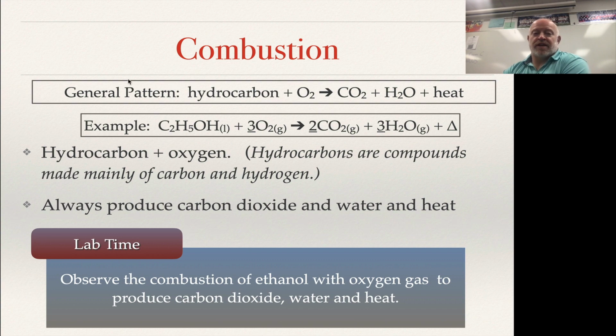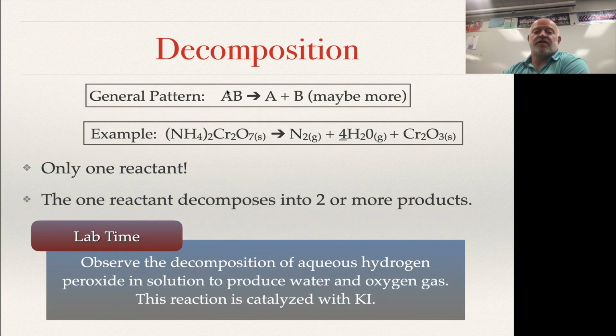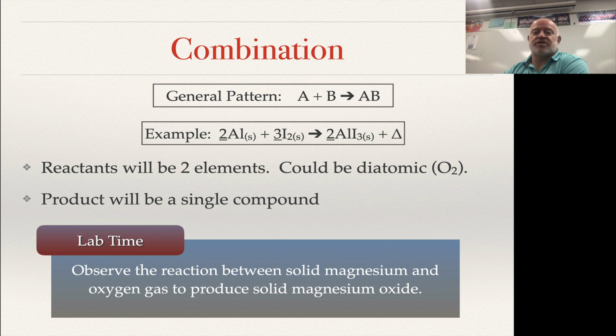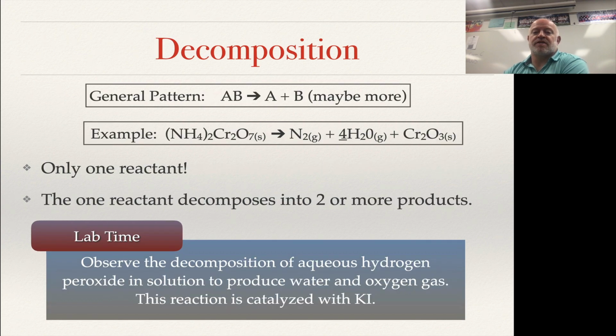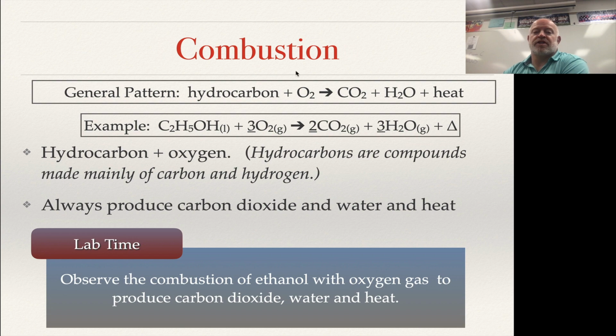So for combustion reactions, we're going to take a hydrocarbon, and we'll talk about what that is in a second. We're going to react it with oxygen. We're going to always make carbon dioxide, always make water, and always make heat. Okay, so if you notice, it's different than the decomposition or the combination where we are very general, A's and B's and that stuff. For combustion, it has to be oxygen, it has to be carbon dioxide, it has to be water, it has to be heat, okay? The only thing that can change is the type of hydrocarbon, okay?